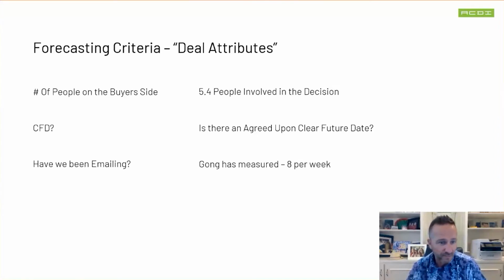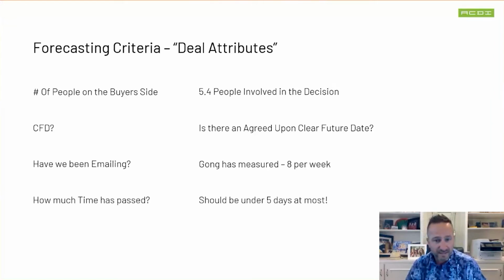Finally, how much time has passed? Rich talked about this. If there's no communication, if we don't have a clear future date, it should be under 5 days at the most. Anything over 5 days seriously gets into that risk category that it's not going to close. So key stakeholders, email communications, is there a clear future date, and how often have we been doing this?